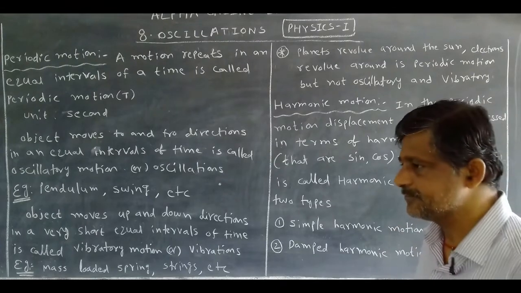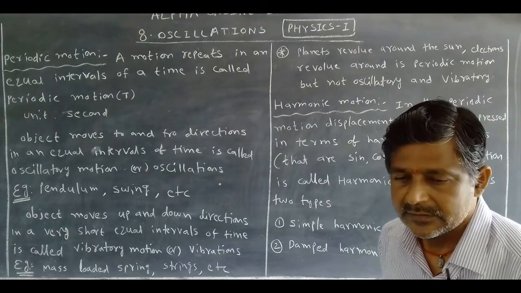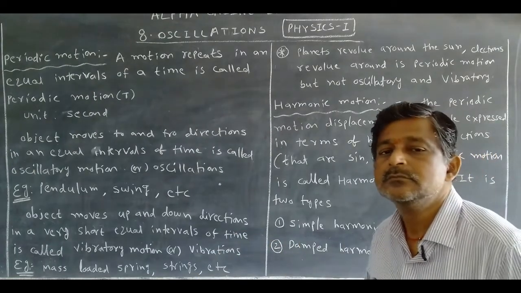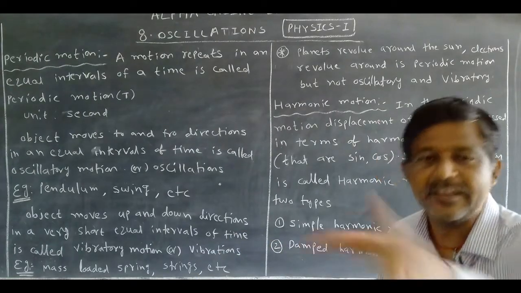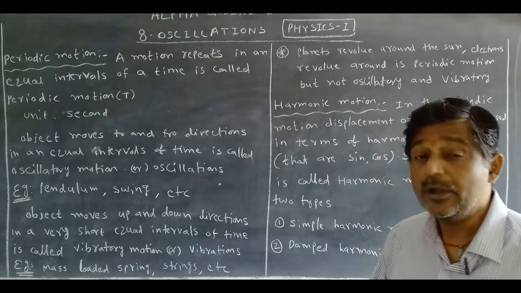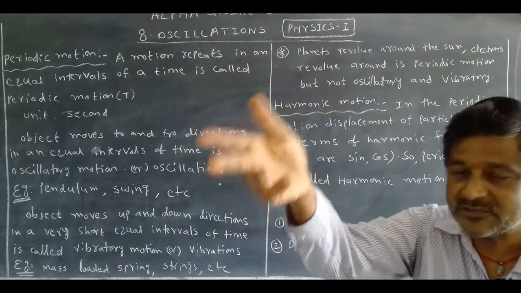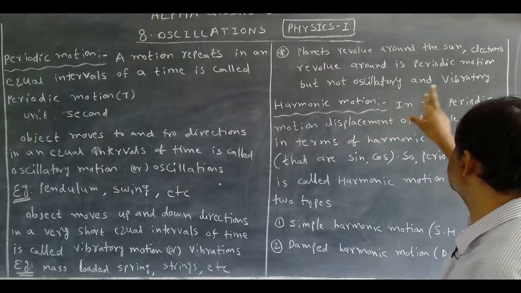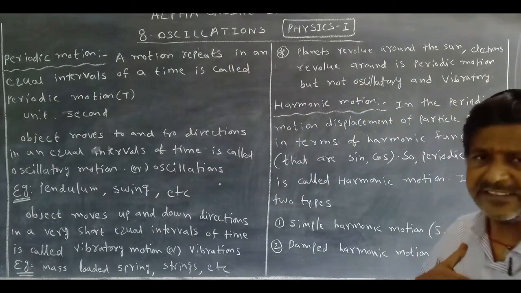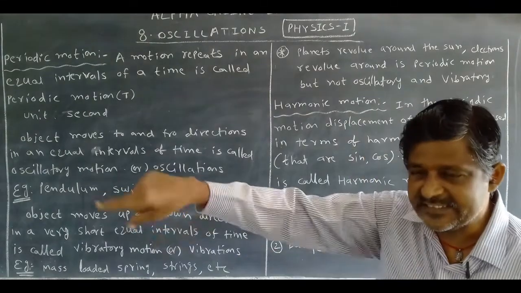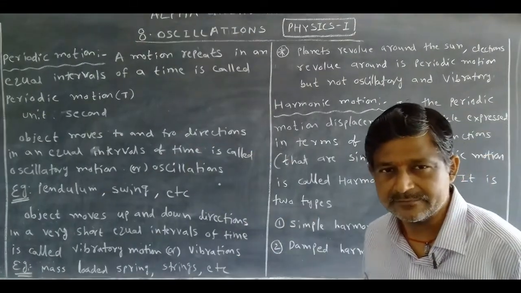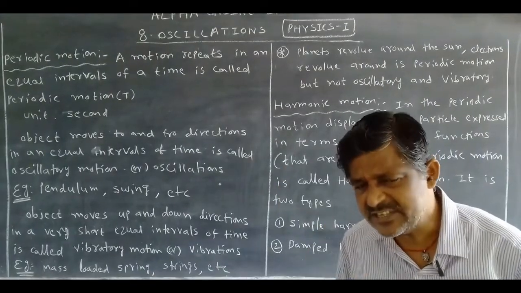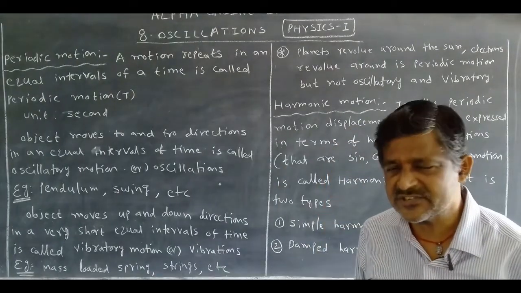Now, some objects are in periodic motion but are neither oscillatory nor vibratory. That is important for a 2 marks question in this chapter. Planets revolve around the sun. Our earth takes 365 days to revolve around the sun. Next year also 365 days. The time does not change.